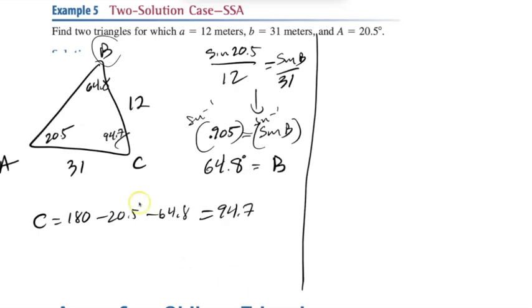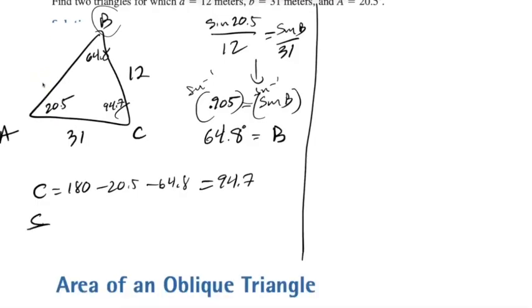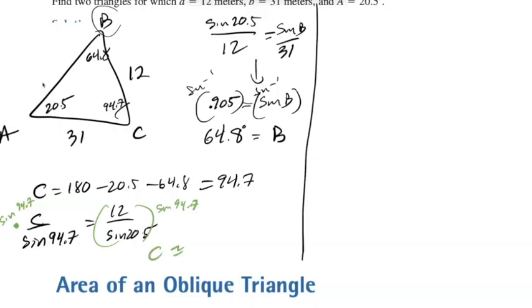Now I can figure out what side C is. I'm just looking for the side, so I'm going to put the sides on top. I'm going to do C over sine of 94.7 equal to 12 over sine of 20.5. Multiply both sides by this. And then we get C is equal to approximately 34.2. That's all the angles and all the sides that are missing.